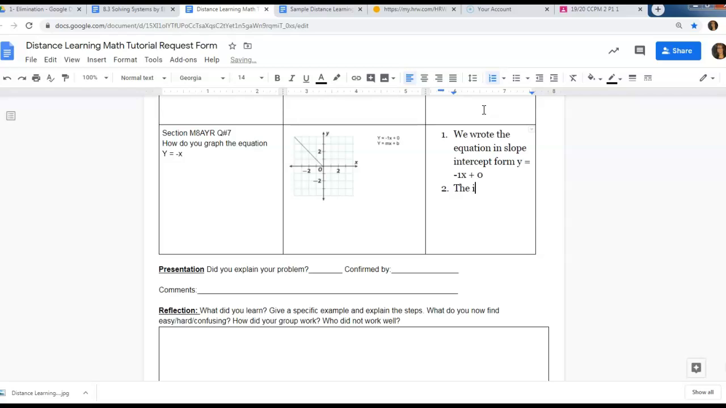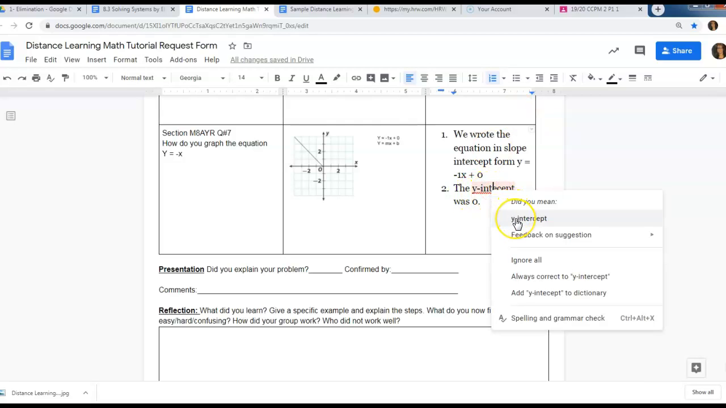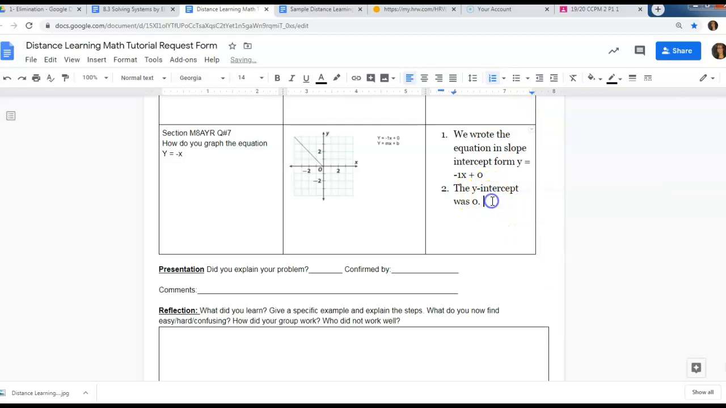The y-intercept was 0. I misspelled it. Y-intercept, make sure that you spell it correctly. The y-intercept was 0, and the slope was negative 1 divided by 1. Those were the steps, and then we just graph the line.